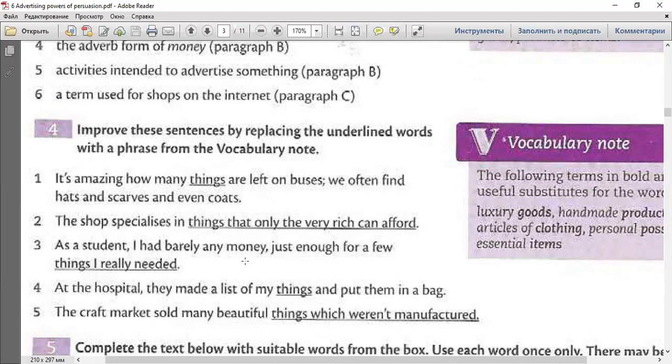Okay, number 2, the shop specializes in things that only the very rich can afford. Then number 3, as a student, I had barely any money, just enough for a few things I really needed. Then 4, at the hospital, they made a list of my things and put them in a bag. And then number 5, the craft market sold many beautiful things which weren't manufactured. Okay, so please write your answer in the chat box for number 1.